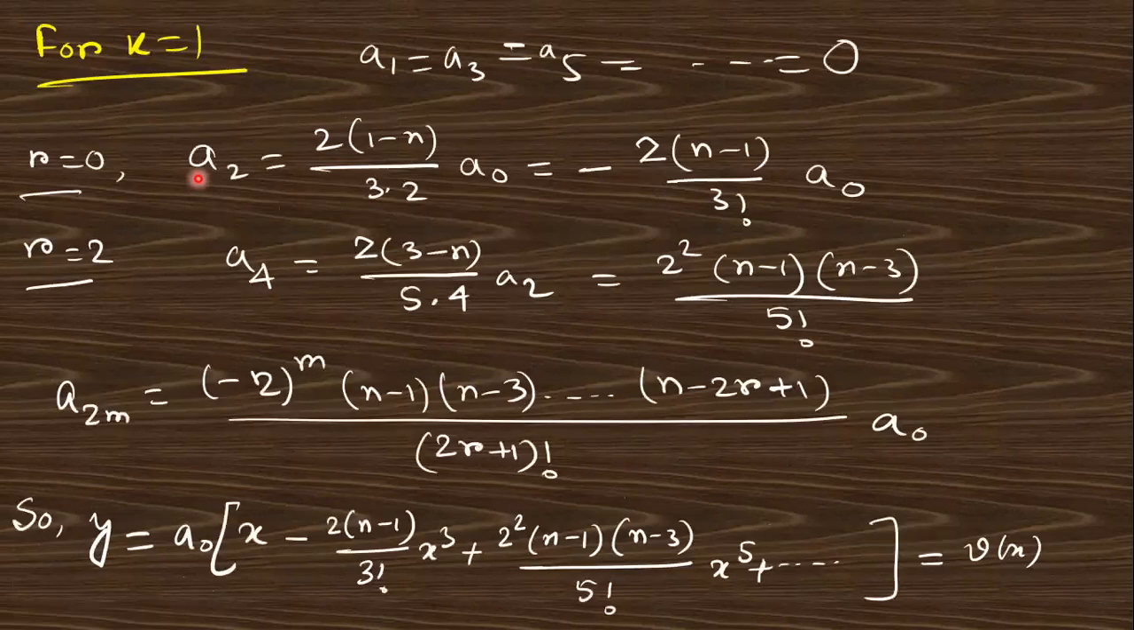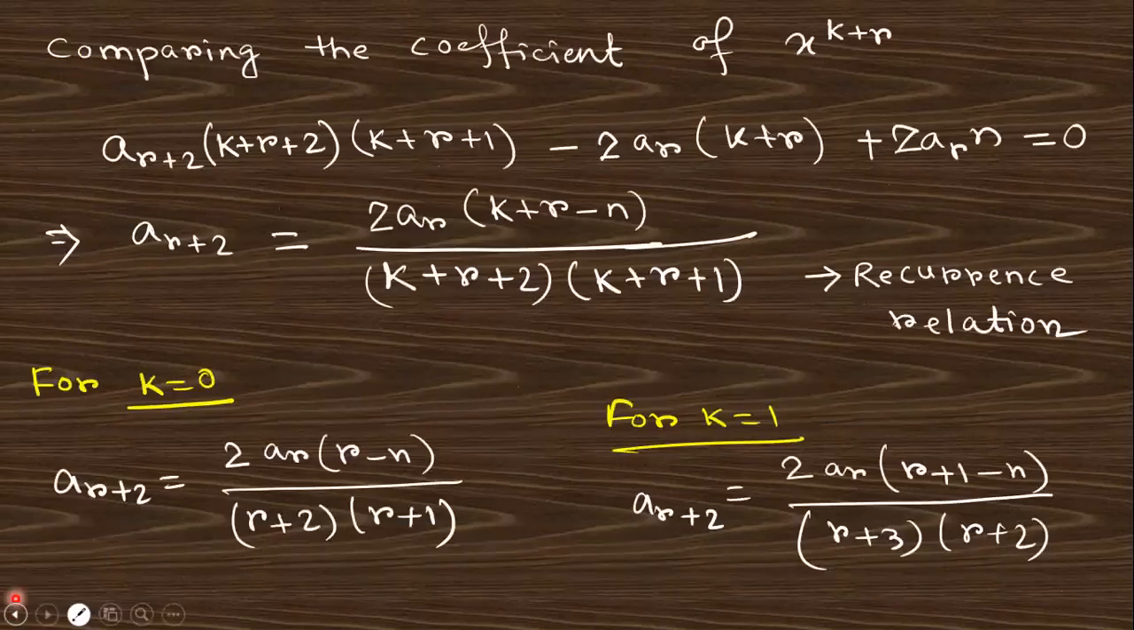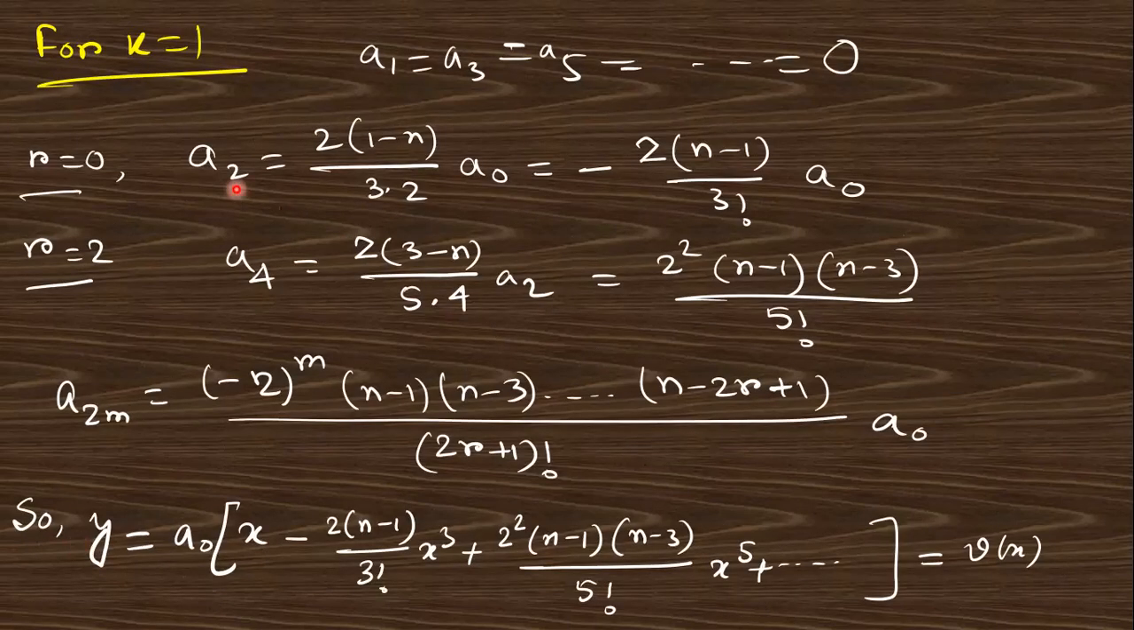Now comes k equal to 1. If you take k equal to 1, then a1 must be 0, so the odd terms vanish. Only the even terms arise. So in the case of k equals 0, this is the expression. In this expression we put r equal to 0, 2, 4 and so on, and the odd terms will already be 0. So just put r equal to 0, you will get a2 and then a4. In general, this will be obtained in the case of k equals 1. Now if you want to find the solution, this will be the solution and the odd terms will be 0.